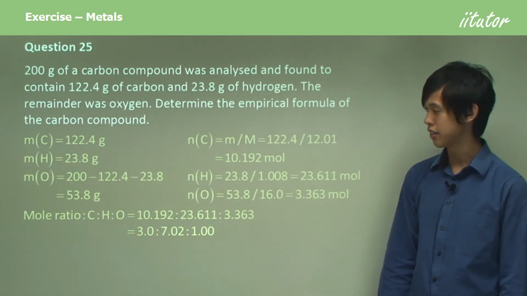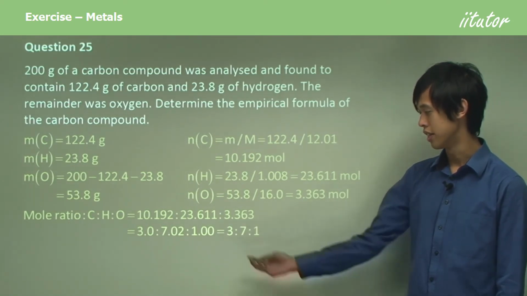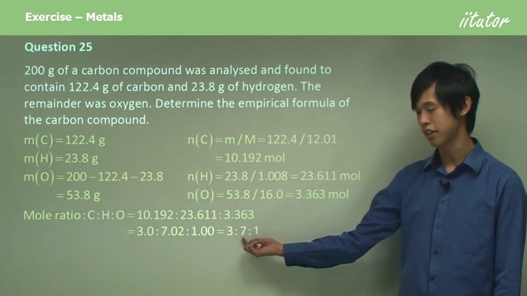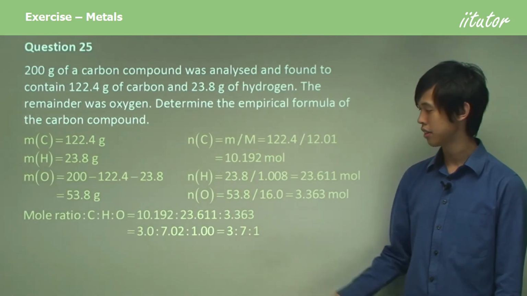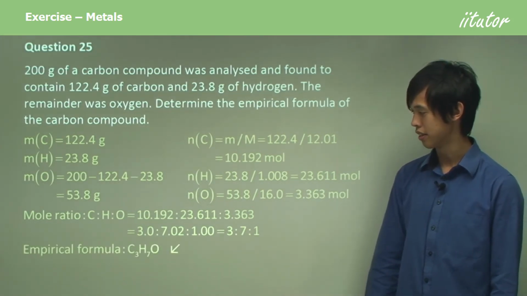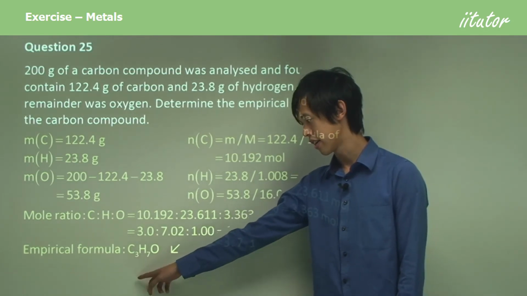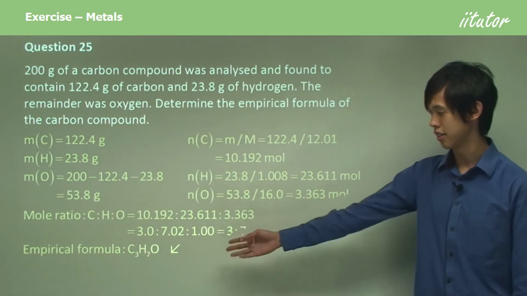So the final empirical formula, it's basically 3 carbons for every 7 hydrogens and 1 oxygen. So the final empirical formula would be C3H7O. Okay, so that's the empirical formula.